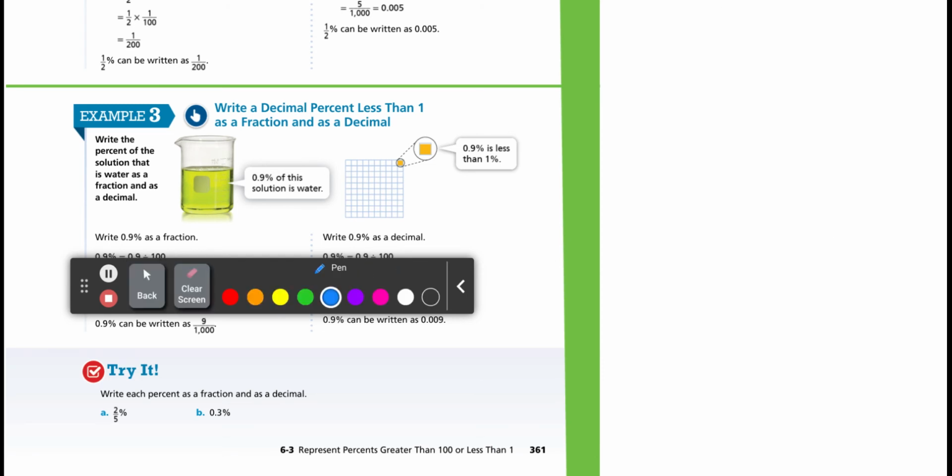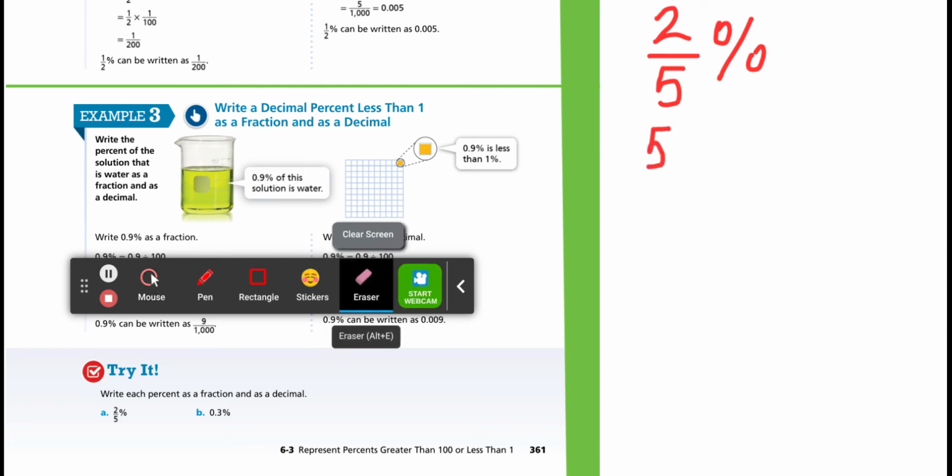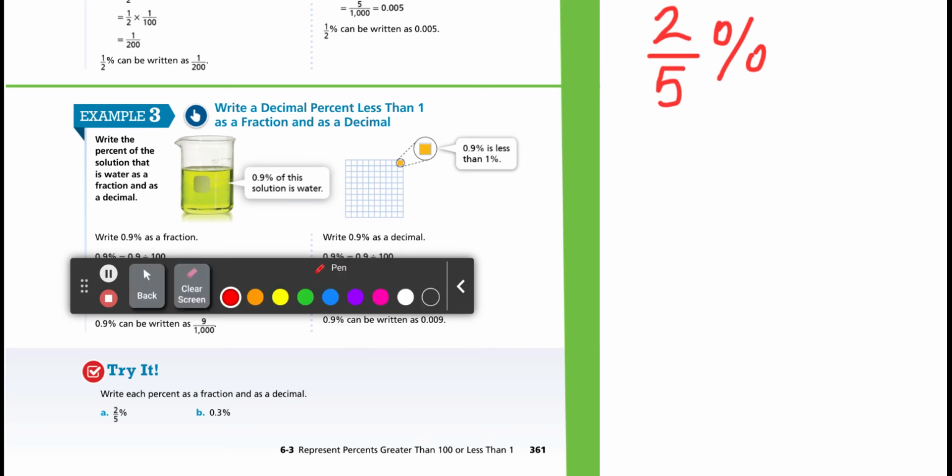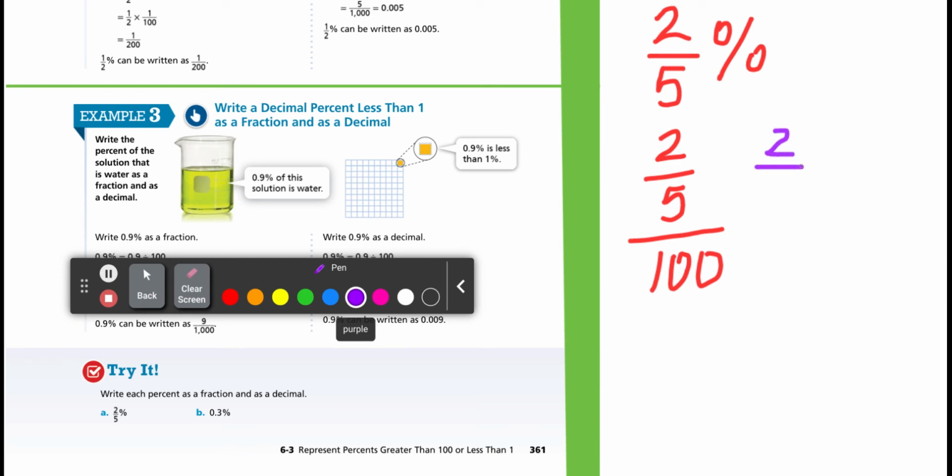Let's do a review from yesterday's video. So let's start with 2/5 of a percent. 2/5 percent. How do we write that as a fraction? 2/5 over 100. Well, what does that mean? That means we'll be dividing there. 2/5 divided by 100. In order to divide, we need them both to be fractions. How do we divide fractions? Keep, change, flip.